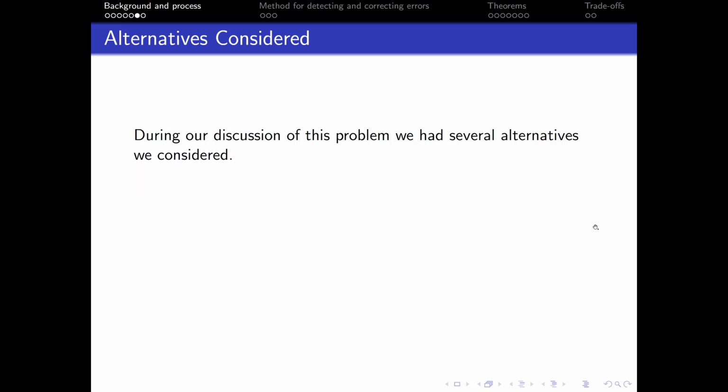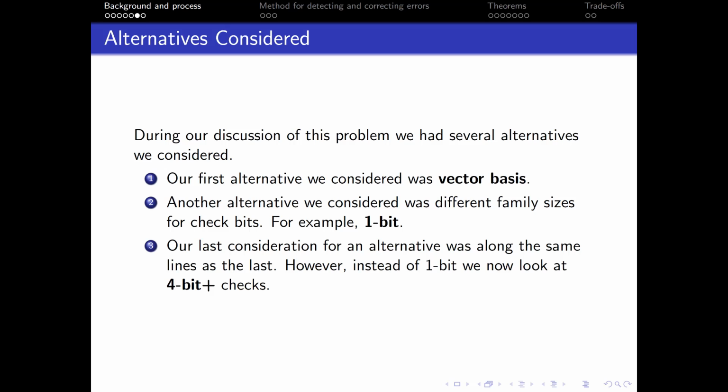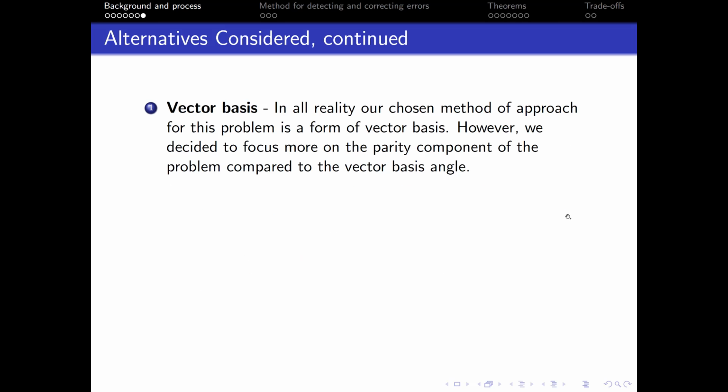During our discussion of the problem, we considered a few alternatives. We considered a vector basis, and different family sizes for the check bits, for example 1 bit, and 4 bits plus. For a vector basis, what we found is that our method is pretty much a vector basis in and of itself, so we figured it was not worth going off onto vector basis when we already had some of the power of that, and we could just focus on the parity component.